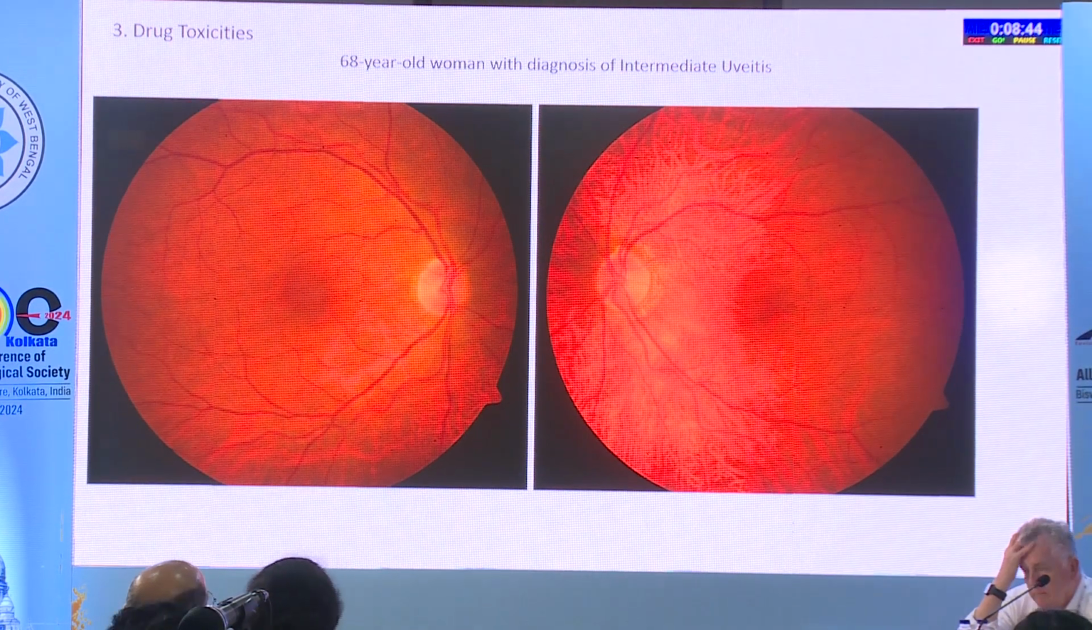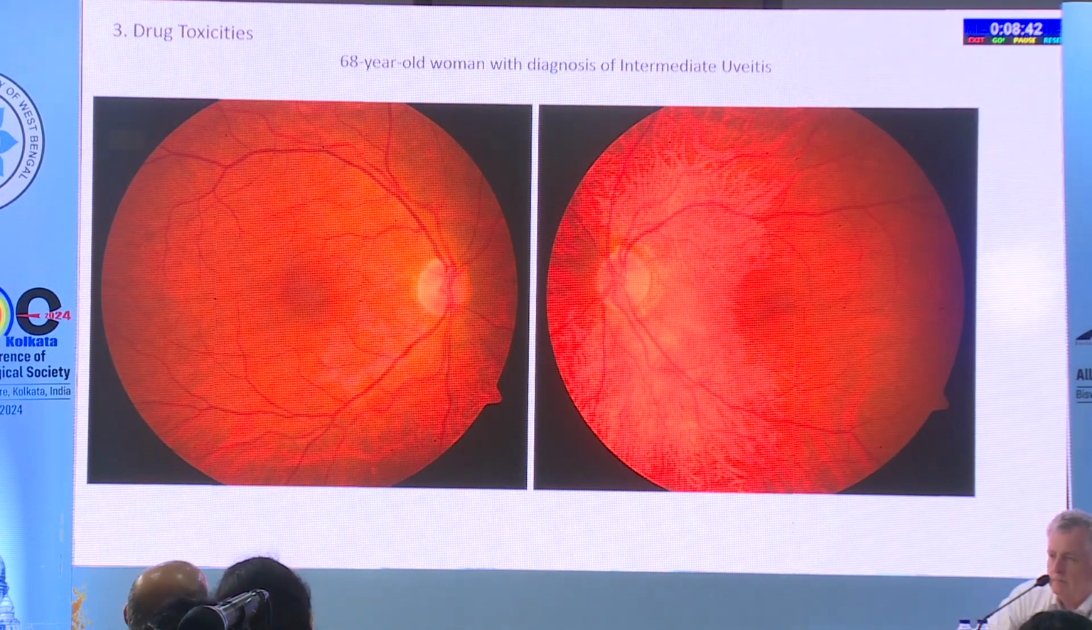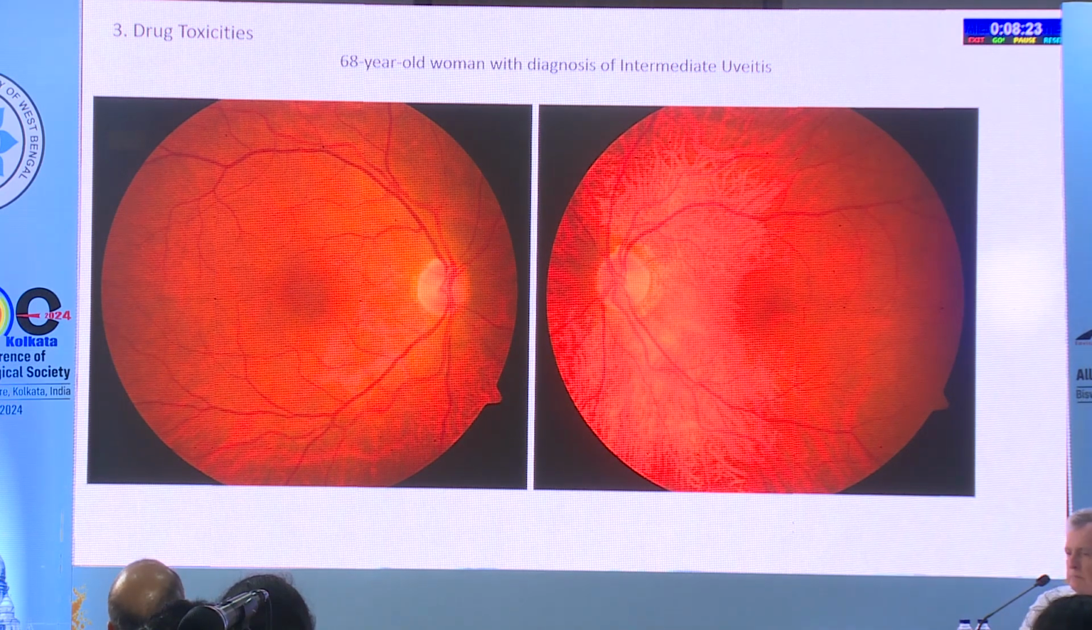Drug toxicities, this is what I wanted to highlight. There are two kinds of things. One is the drugs induce uveitis. The second is the drugs cause toxicities which can be confused with uveitis. Now, this is a 68-year-old lady. She was diagnosed as intermediate uveitis in Canada and was being managed with immunosuppression.